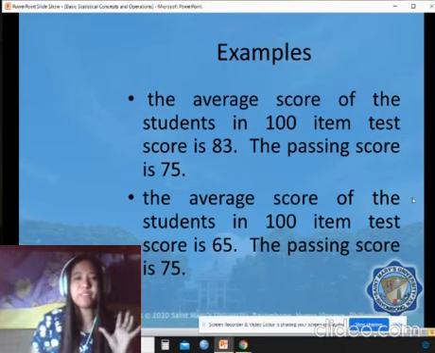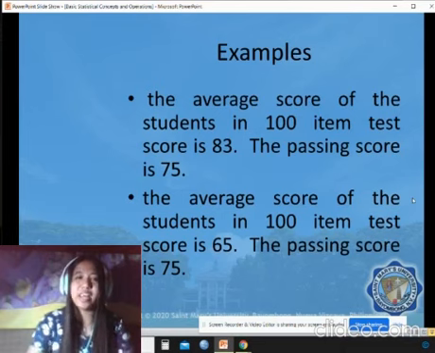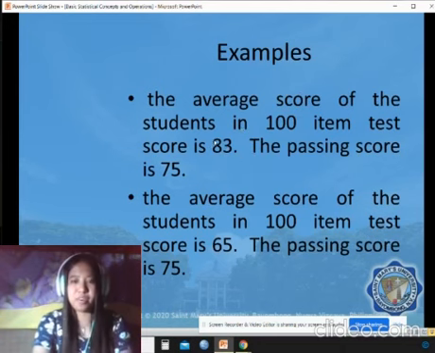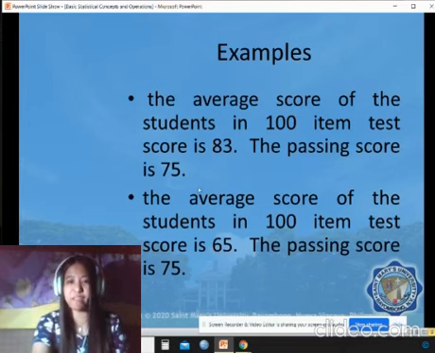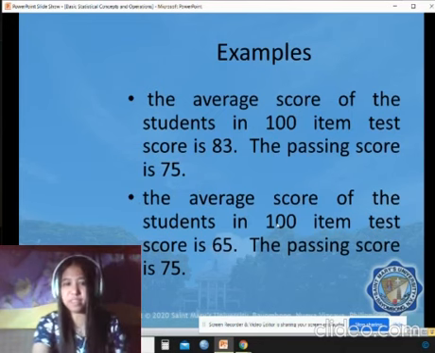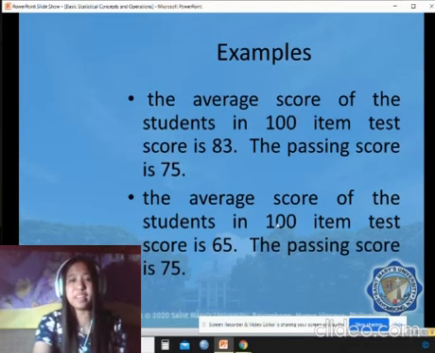The descriptive statistic here, for the first one, is 83. It's the average score. Because of this number, you were able to know that the students passed the test because it's above 75 and 75 is the passing score. While in the next example, because you know that the average score is 65, it means that the students did not pass the test.